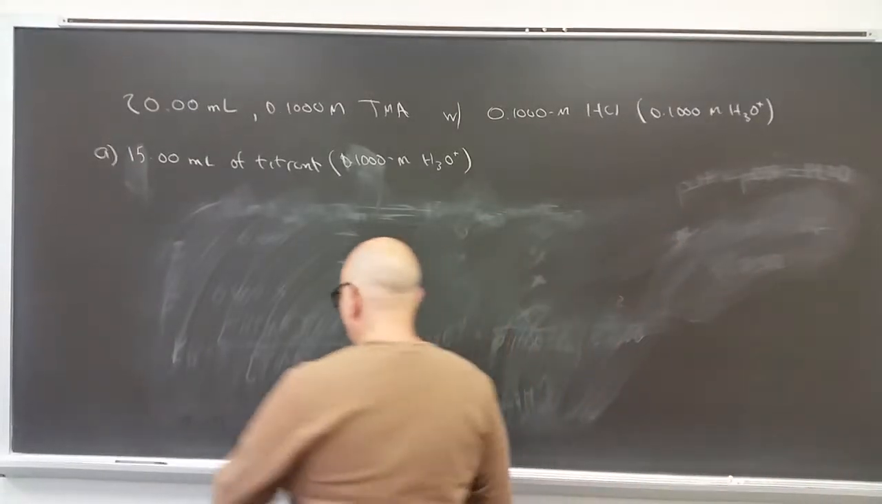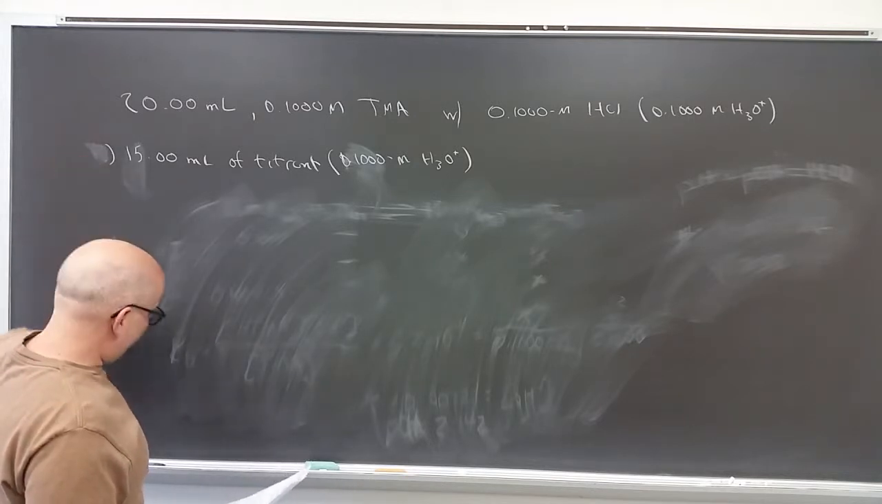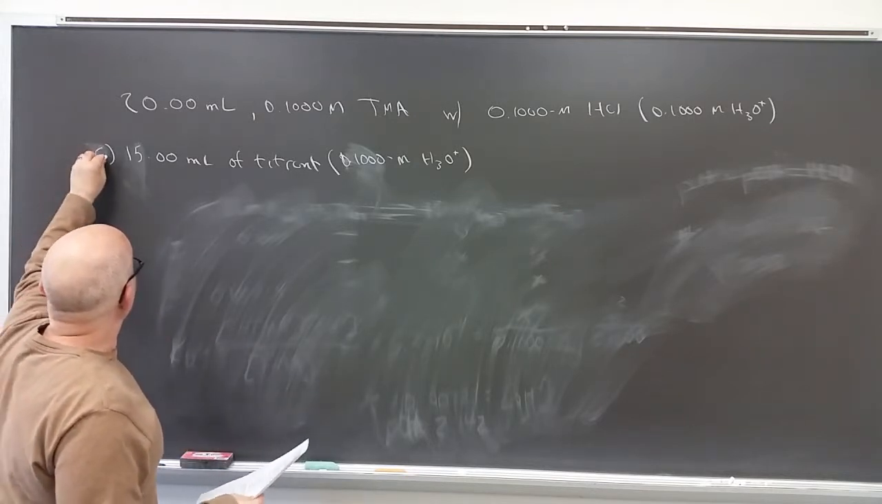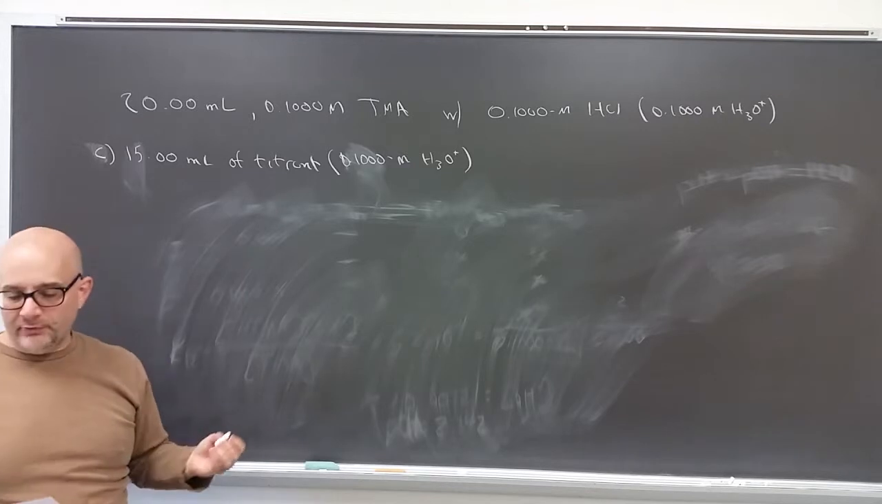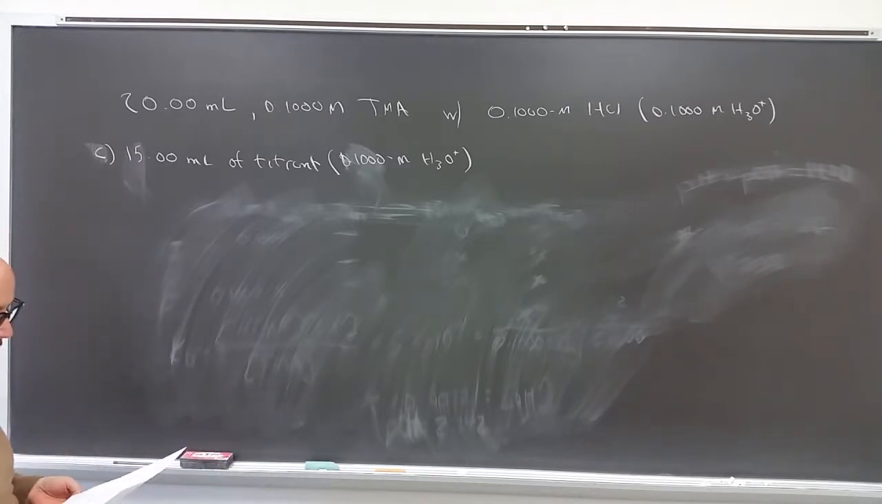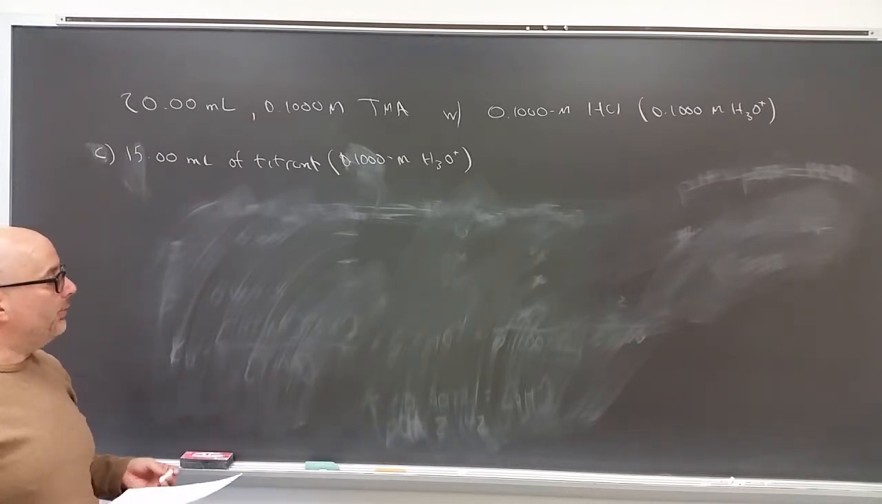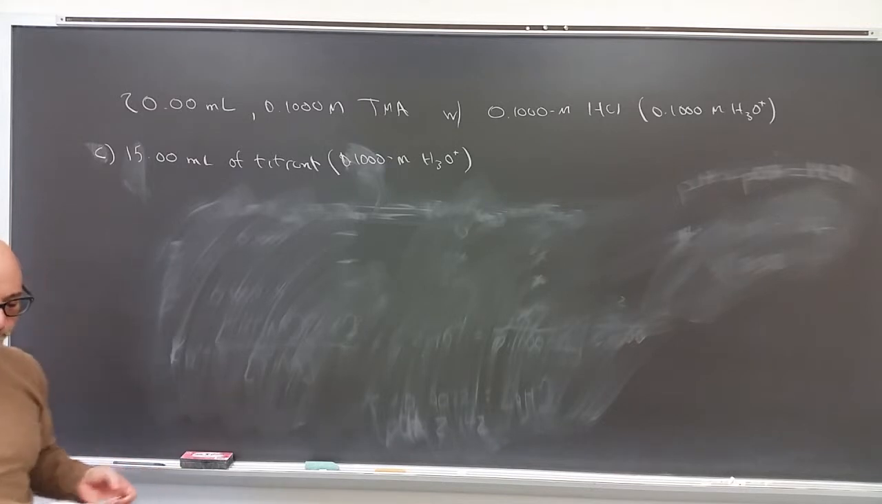All right, so the next part of the graded titration practice, I'm actually going to do part C. Remember, part B is evaluated or calculated just the same way. All you need to do is plug in different numbers. So C was 15 milliliters of the titrant, which is 0.1 molar hydrochloric acid, or just 0.1 molar H3O+ hydronium.